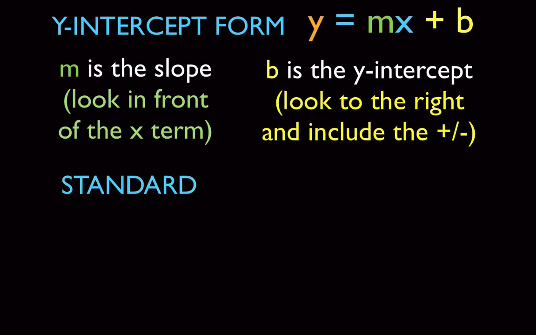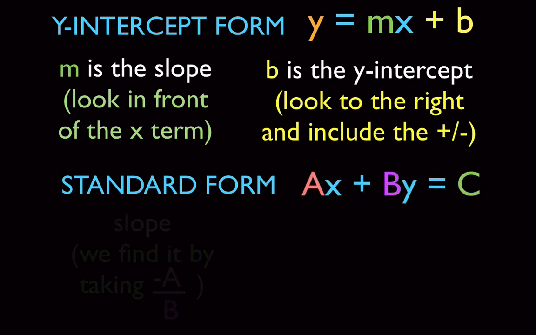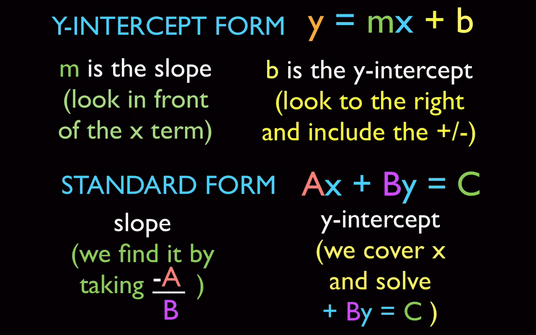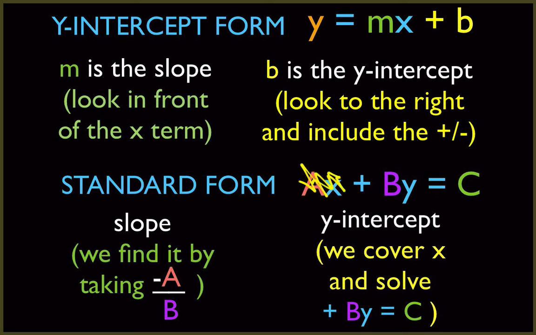For standard form, it's written as ax plus by equals c. For the slope, we take the opposite of a over b. So we take the opposite of whatever a is and divide it by whatever b is. For the y-intercept, we cover up the a and the x like that, and whatever's left over, we solve that one-step equation by dividing by b.